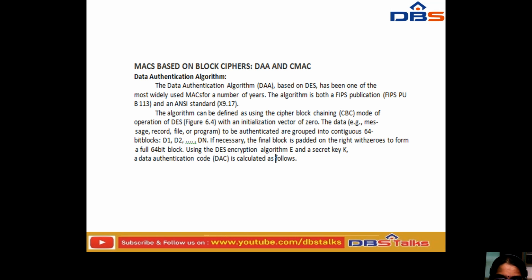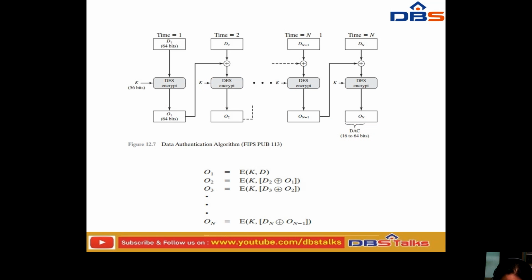Now let us see how a data authentication code is calculated. This is time 1, this is time 2, this is time n minus 1, this is time n. This is data block 1, this is data block 2, and so on, the message is divided into blocks. In the previous slide we discussed that data may be a record, file, audio or video, whatever it is. We apply the data encryption standard encryption with a 56-bit key.